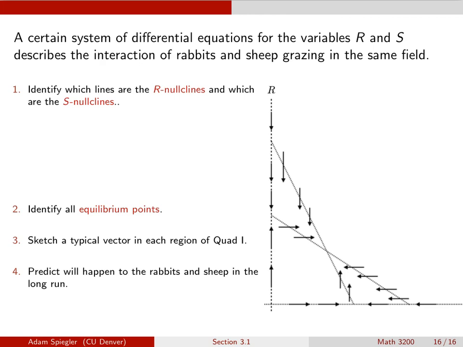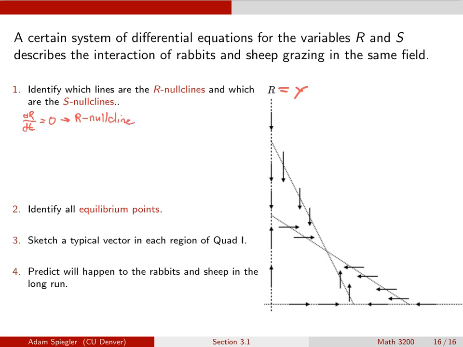So without even knowing what the equations are for this system, here we've got part of the vector field drawn in. And so the first part here is asking us to identify which of these lines is the R nullcline and which of the lines are the S nullclines. For the R nullclines, keep in mind our R is like our Y here. So this would be like a Y nullcline. And so we get an R nullcline when we have dR/dt equals 0.